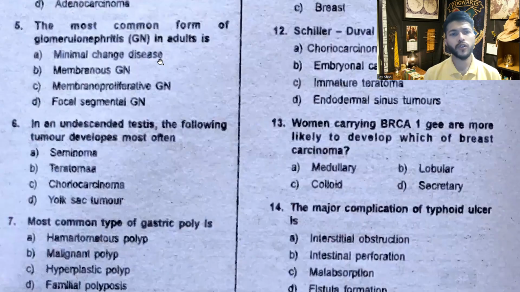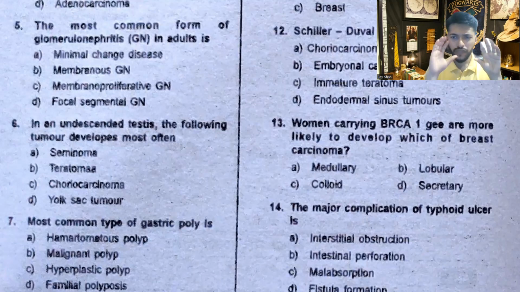Most common form of glomerulonephritis. Now there are 4 questions. Listen to them very carefully. Most common cause of nephrotic syndrome in children, it is known as minimal change disease or benign nephrosis. Minimal change disease is the thing, or lipoid nephrosis. In adults, it is focal segmental glomerulosclerosis. So minimal change disease in children and focal segmental glomerulosclerosis or FSGS in adults.